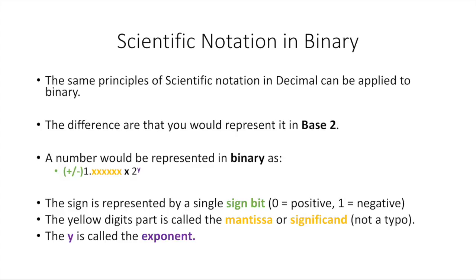We store the significant digits to the right of the binary point, and those are called the mantissa. It's kind of a cool name. I like this name. It's a mantissa or a significand with a D. There's a D at the end. That's not a typo. Those are the significant digits on the right side of the binary point in binary scientific notation. And then you would have the number y, which is the exponent, and this would also be stored as a binary number.